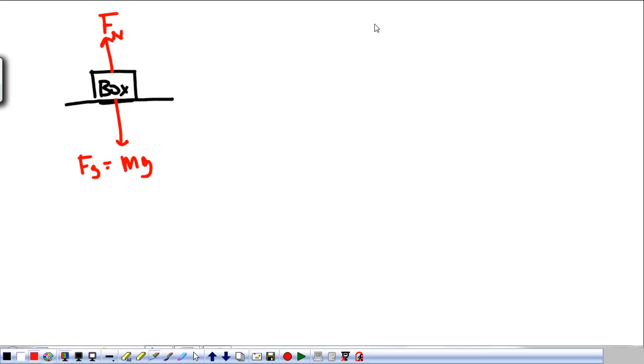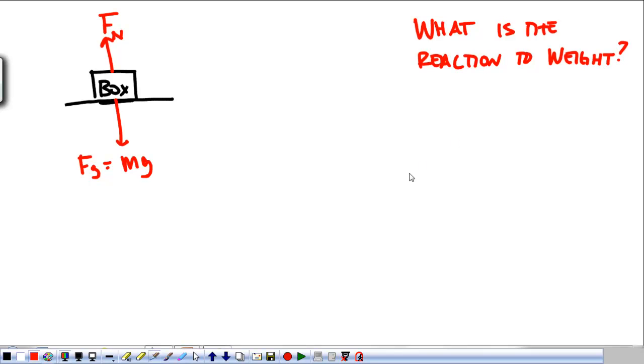So, what is the reaction to the weight of the box? And what is the reaction to the force of the table? These are the two questions that I want to answer. Action and reaction to the weight and to the normal force.